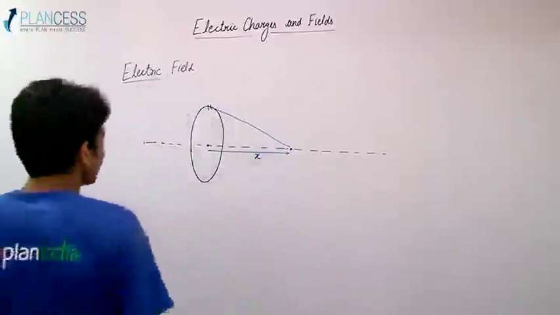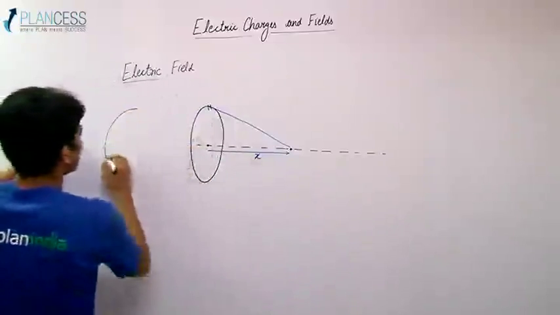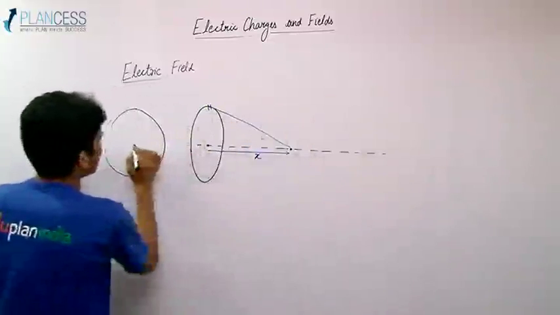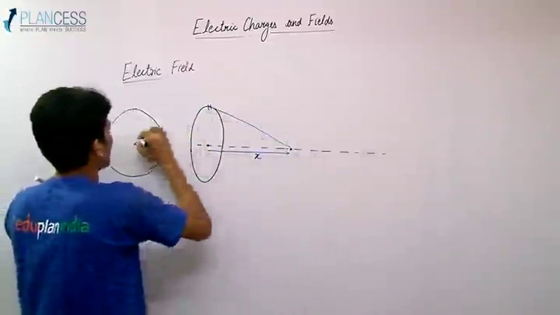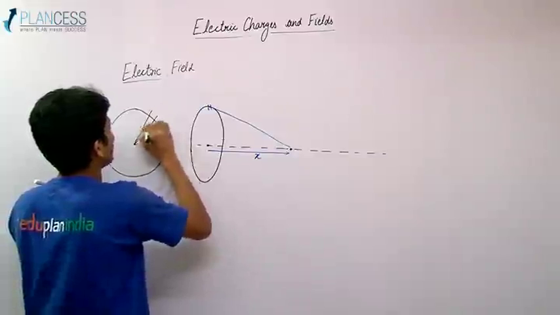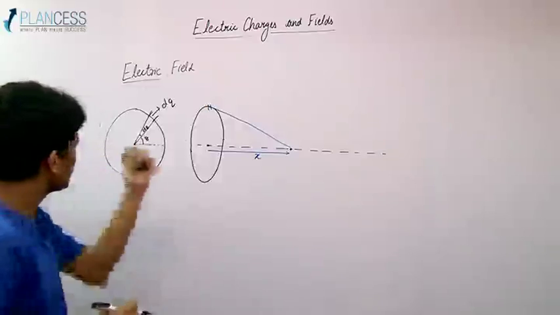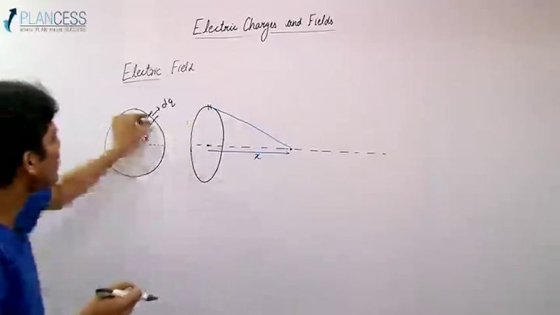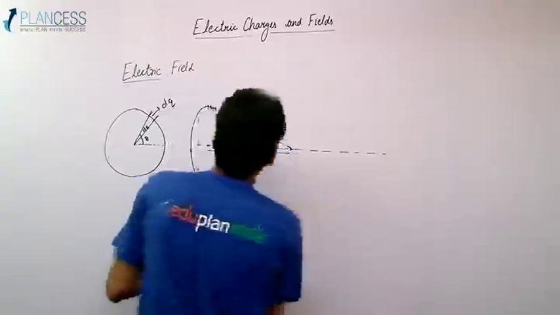Let's look at the figure here also. This is the front side of this ring, that is, we are looking from here. So this is the center. Now the element I am considering is at an angle theta with a small element d theta, and here is a charge dq. So this is that small element d theta.